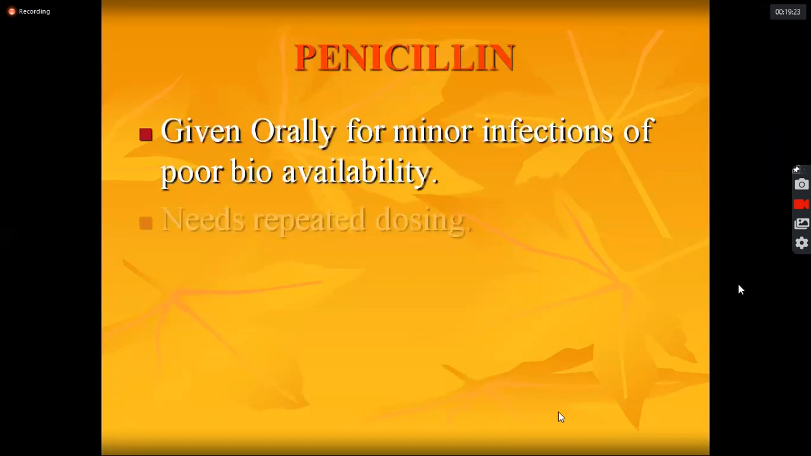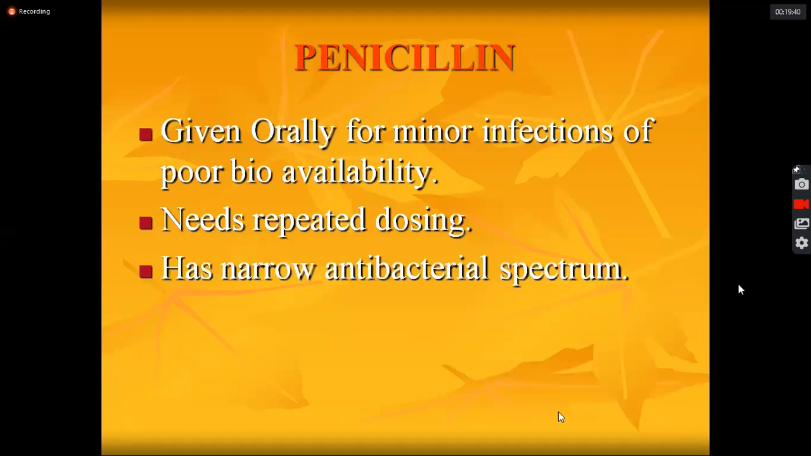Now, penicillin, this is penicillin V. Kindly corrected, this is penicillin V. It is given orally for minor infections, for external ear infections, sinusitis, and it has poor bioavailability, so it has to be repeated like 4 times or 3 times daily, and it has a narrow antibacterial spectrum.